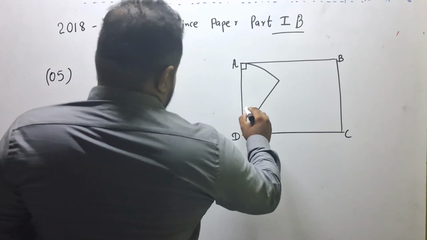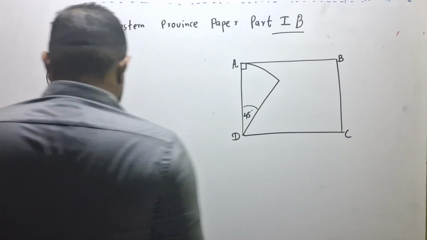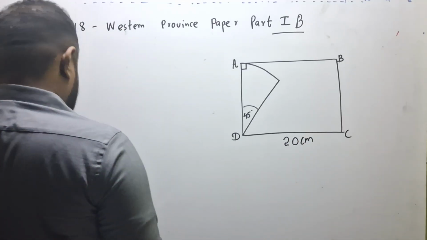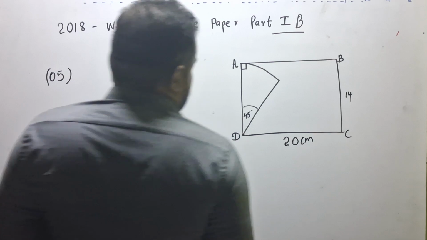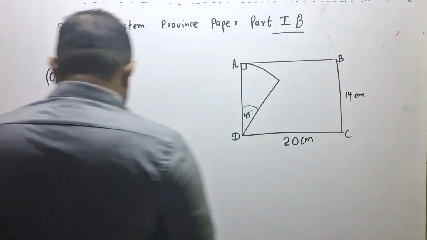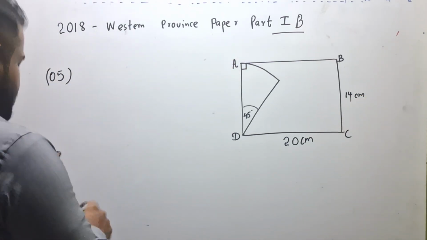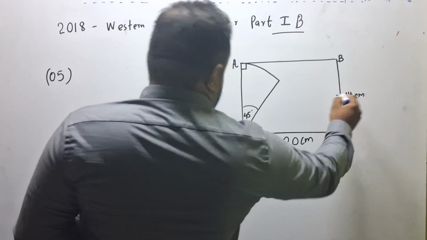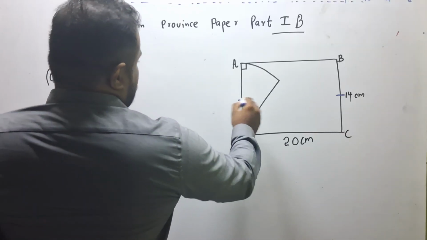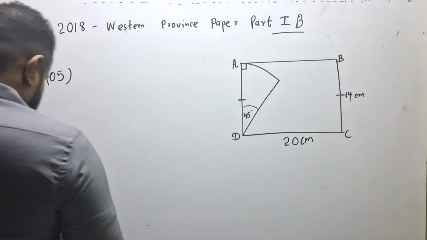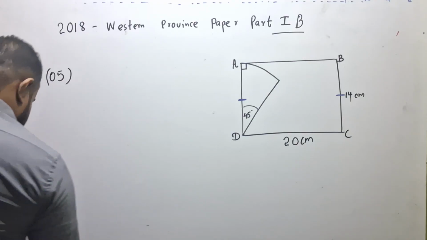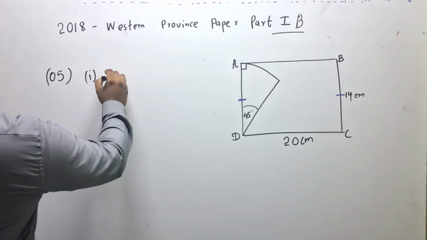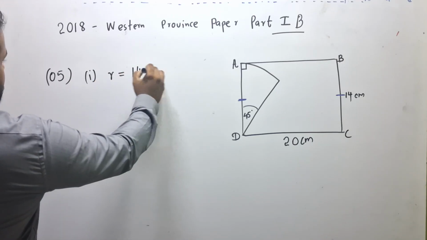This is a 45-degree angle, 20 centimeters, 14 centimeters. What is the radius of the sector? This is a rectangle. A rectangle is also a parallelogram type. So if this is 14, this is 14. So the first question's answer is R equals 14 centimeters.